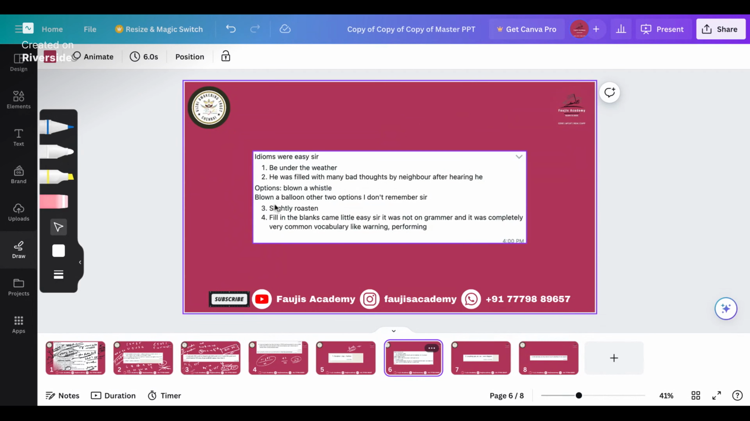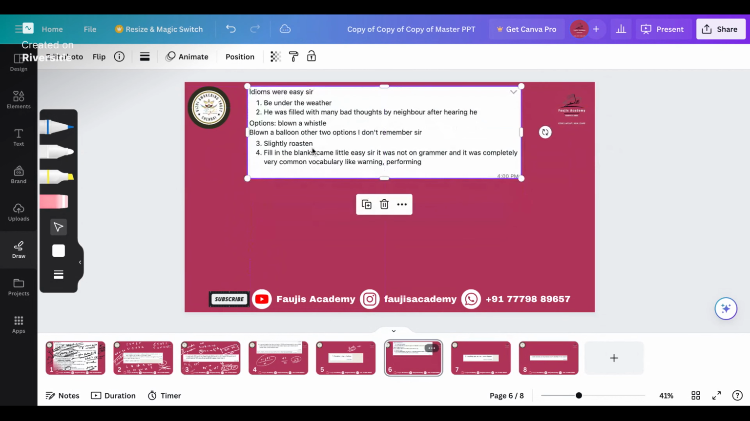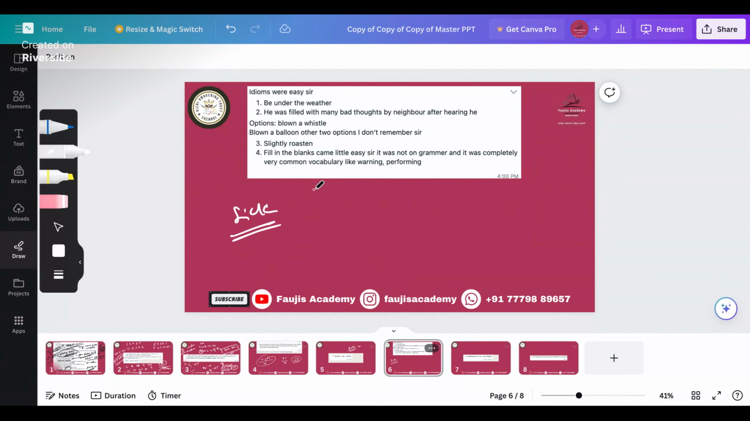So we start with a little bit of English as well. Okay. So the idioms were easy. Sir, be under the weather. Be under the weather means you are a little bit sick. Okay, you are under the weather, I'm a little bit sick. Okay, that is the answer to this question. Be under the weather. It's an easy one.